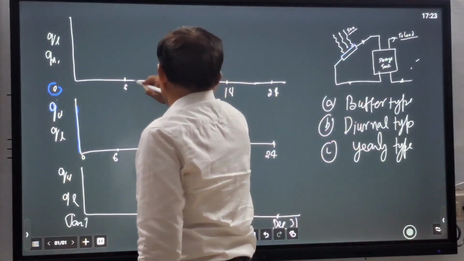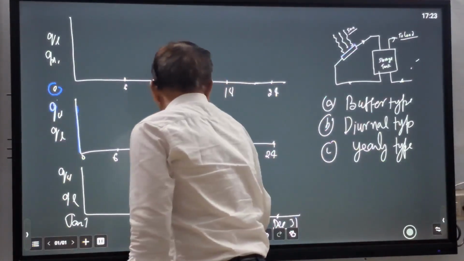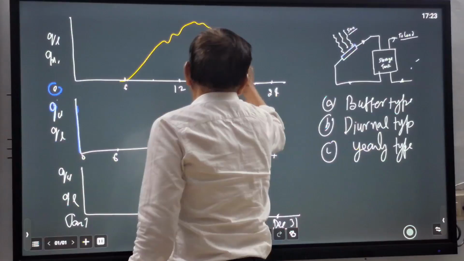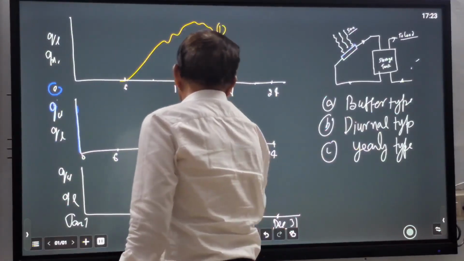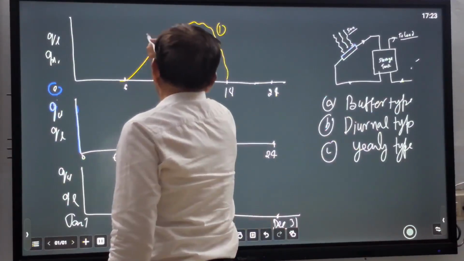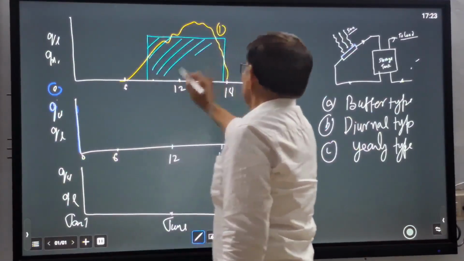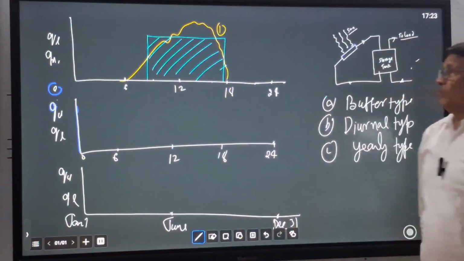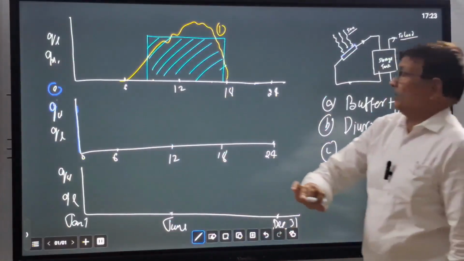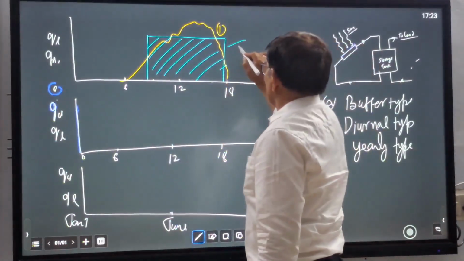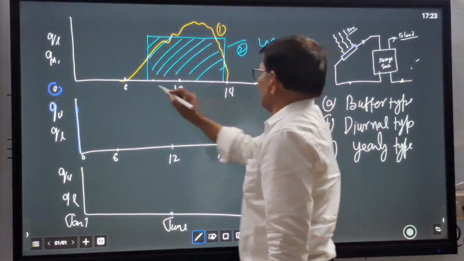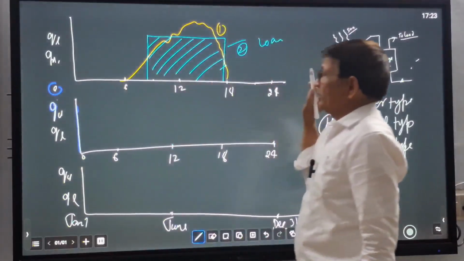This is the energy requirement, and graph 1 will show storage. This is graph 1, and this one is a load. The load is here like this. So this is a buffer type energy storage. For the whole day there is not a continuous energy requirement. This one is showing the graph of the load. The load and storage time are different.